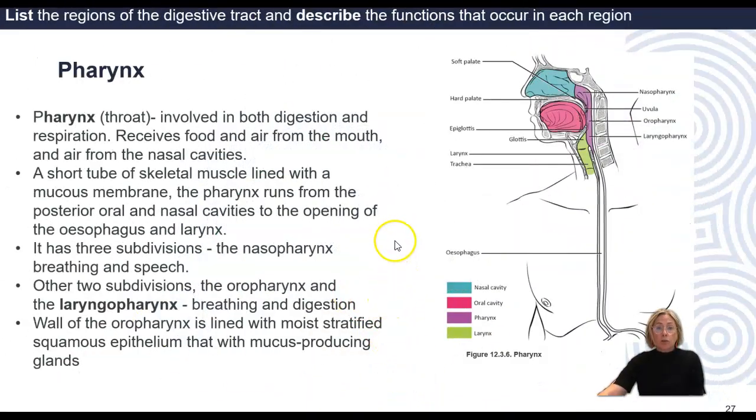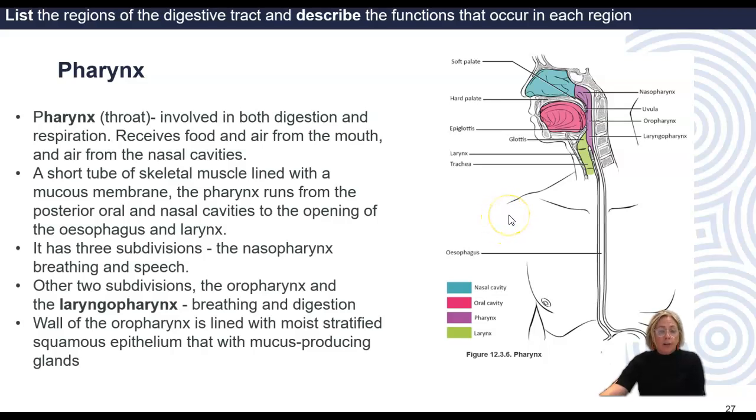The pharynx, or the throat, is involved in both digestion and respiration. We've talked about this one before. It receives food and air from the mouth and air from the nasal cavities. It's a short tube of skeletal muscle and it's lined with a mucous membrane. The pharynx runs from the posterior oral and nasal cavities to the opening of the esophagus and, of course, the larynx. It has three subdivisions: the nasopharynx, which is involved in breathing and speech. And the other two subdivisions, the oropharynx and the laryngopharynx, breathing and digestion.